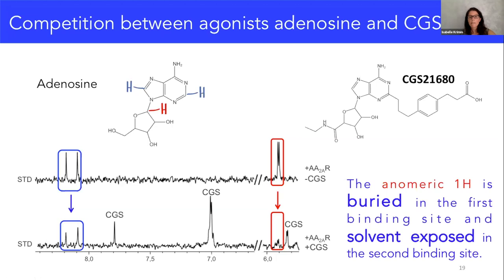So it means that in fact, the proton in red here has a different exposition. And this is one of the most important data here. It means that in the first binding site, the proton is buried, but in the second binding site that is found by the adenosine when there is a competitor, the proton is solvent exposed. So this is a very, very simple piece of information, yet an interesting one.